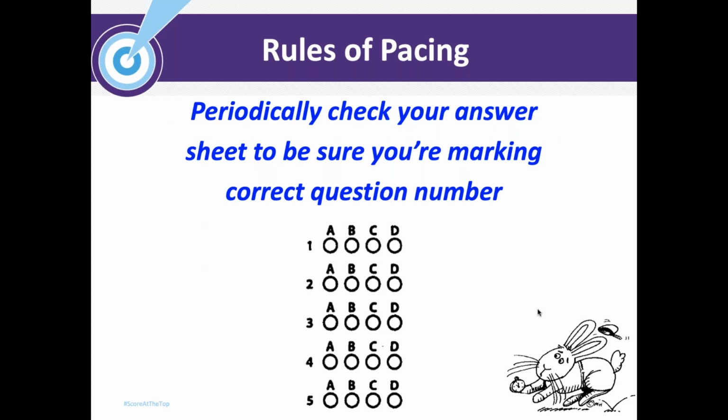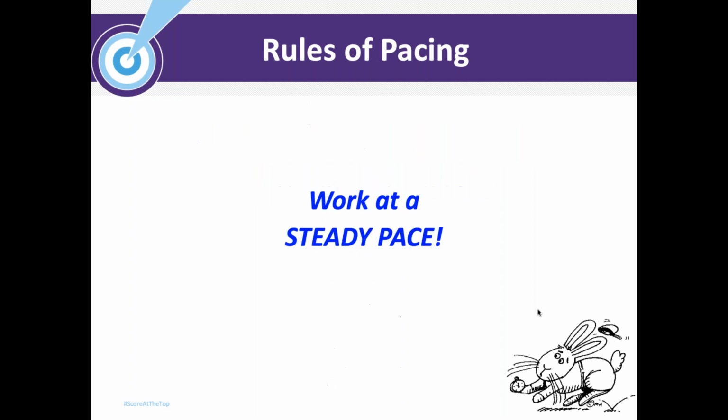Always periodically check your answer sheet. Make sure when you are answering question 1, you are marking the bubble sheet on question 1. Do this periodically, maybe every 10, 15 questions, just to make sure you don't accidentally answer a question in the wrong number. And then always, of course, work at a steady pace. So, not trying to rush through it just because you want to get done, but also not taking too much time. So you give yourself enough time to try every question on that section of the PSAT.